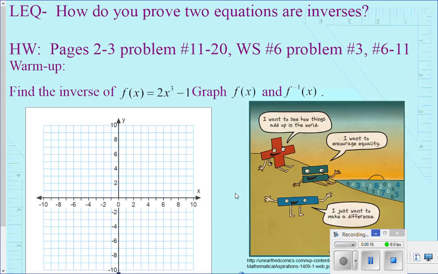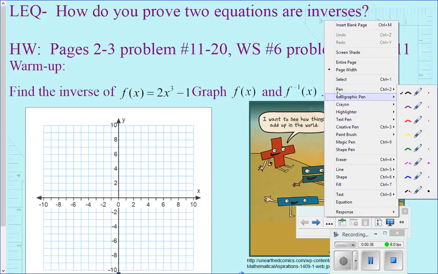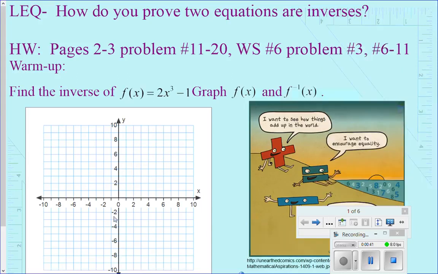So first, graphing the original equation, y equals 2x cubed minus 1. If I substitute a few values in here, I know 0 cubed is 0, times 2 is 0, minus 1, so 0, negative 1, right there. Putting in 1: 1 cubed is 1, times 2 is 2, 2 minus 1 is 1, so 1, 1, right there.